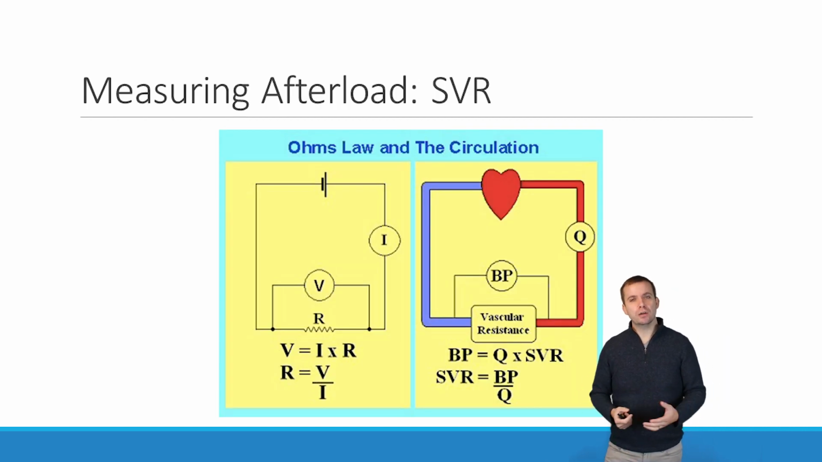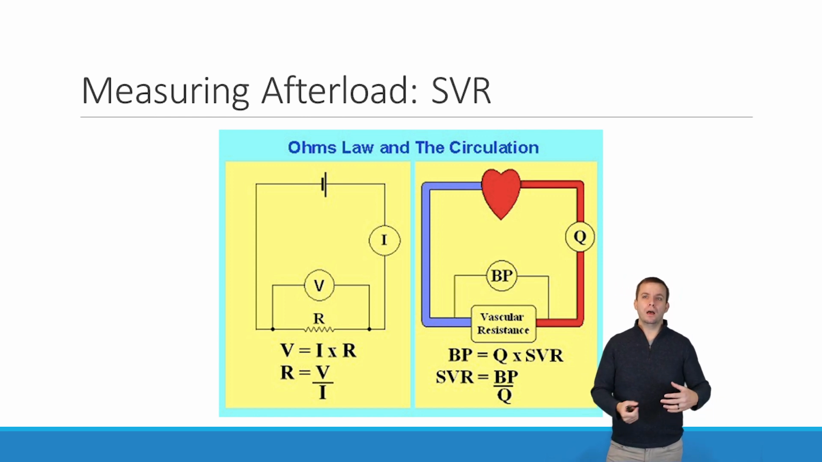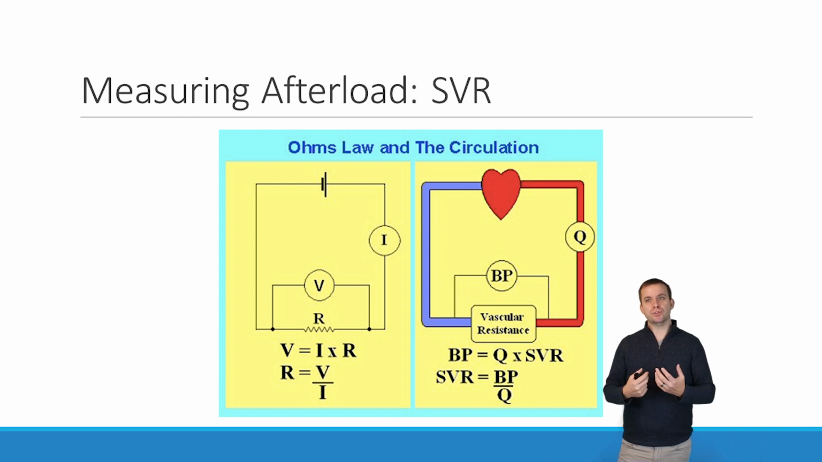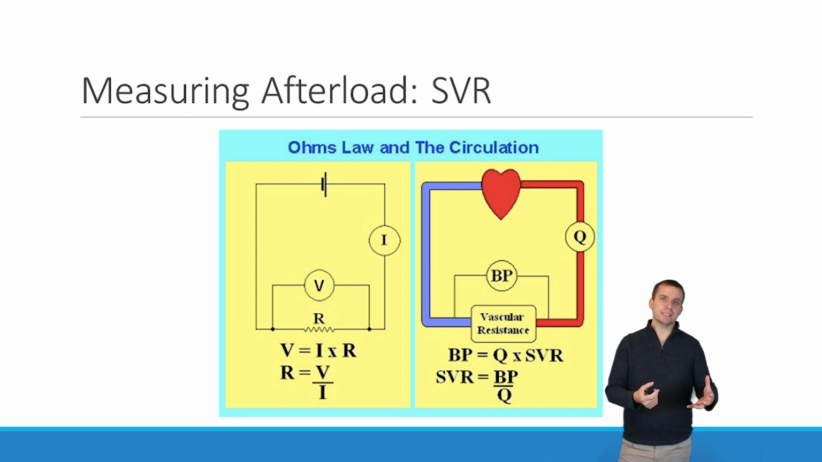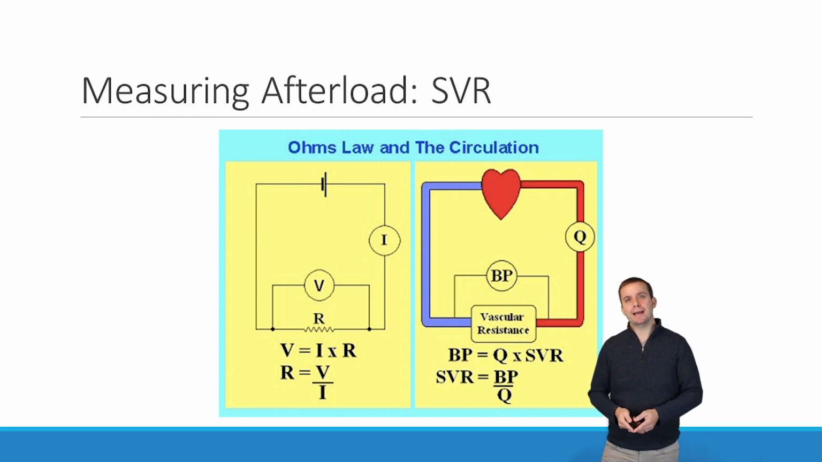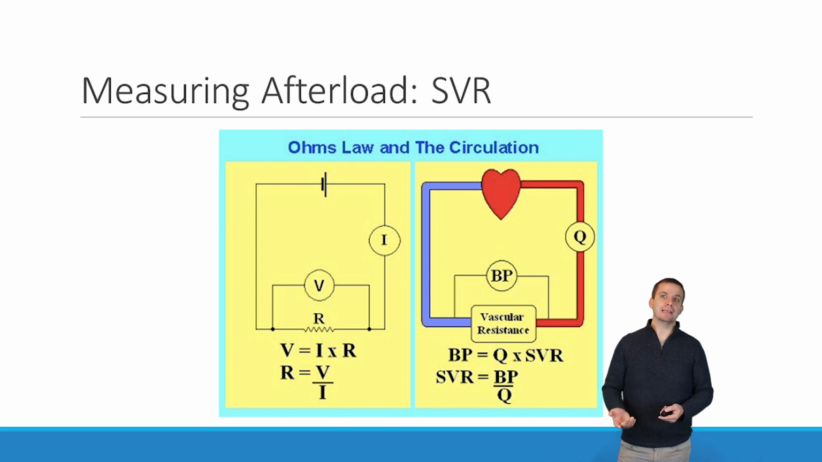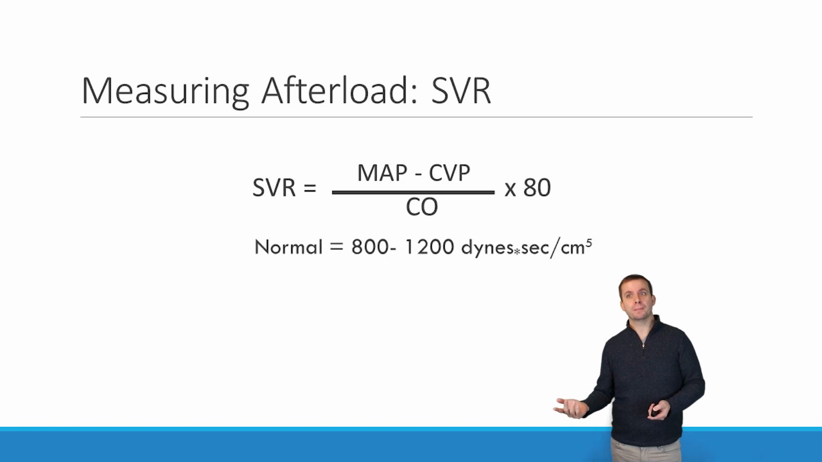We measure afterload, like I talked about before, with systemic vascular resistance. This is based on Ohm's law, which was V equals IR. If you do it for the heart, anytime you're dealing with resistance in the body, it's change in pressure divided by flow. The change in pressure on the left side is going to be your MAP minus your CVP, and your flow is going to be your cardiac output, and then we multiply it by 80 to change it from Wood units to dynes. So here's your formula: change in pressure divided by flow times 80. Normal is 800 to 1200 is an easy way to remember it.